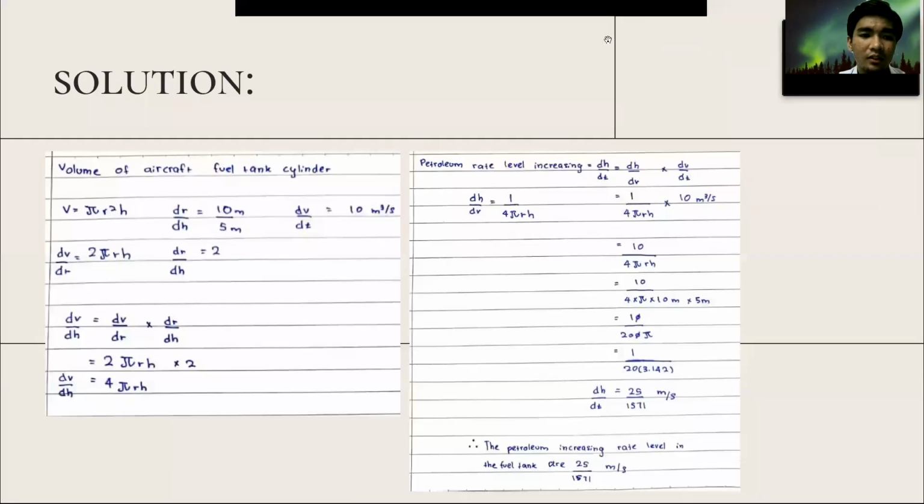So here's the solution. The aircraft fuel tank is a cylinder, so the volume of the cylinder is pi r squared h, and dr over dh is equal to 2, and dV over dt is equal to 10 meters cubed per second.